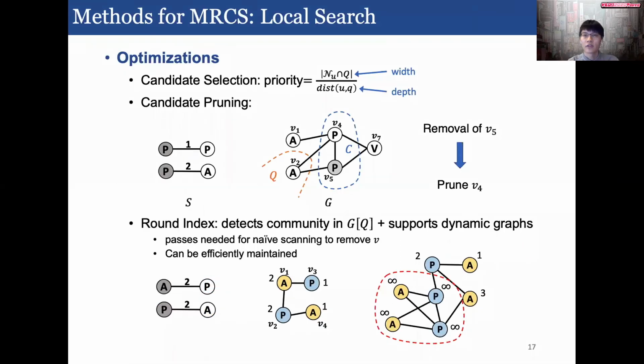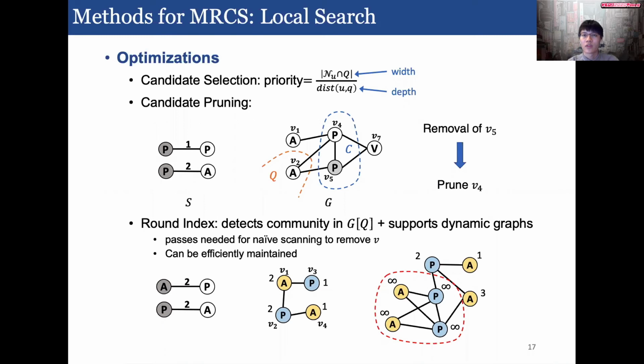For this method, we propose several optimizations. When selecting candidates, we set a node priority to balance the width and depth of the searching space. Here, the width is the number of connections between candidate U and Q, and the depth is the distance between U and the query node Q.